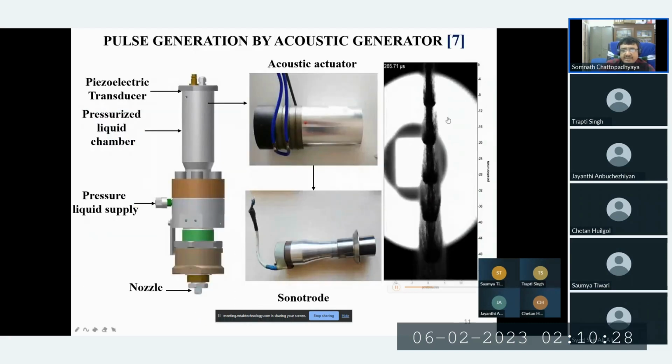Again, you can see this pulsation and how it is implemented. It is implemented by piezoelectric transducers. The beauty of the piezoelectric transducers is that whenever the voltage changes, it will change the dimension, and on the basis of that, it can give some pulsation in the pressurized liquid chamber. The liquid supply is provided to that, and that results in the pulsations of the water jet, and that will deliver the results at a moderately lower pressure than the higher pressure of the continuous water jet.